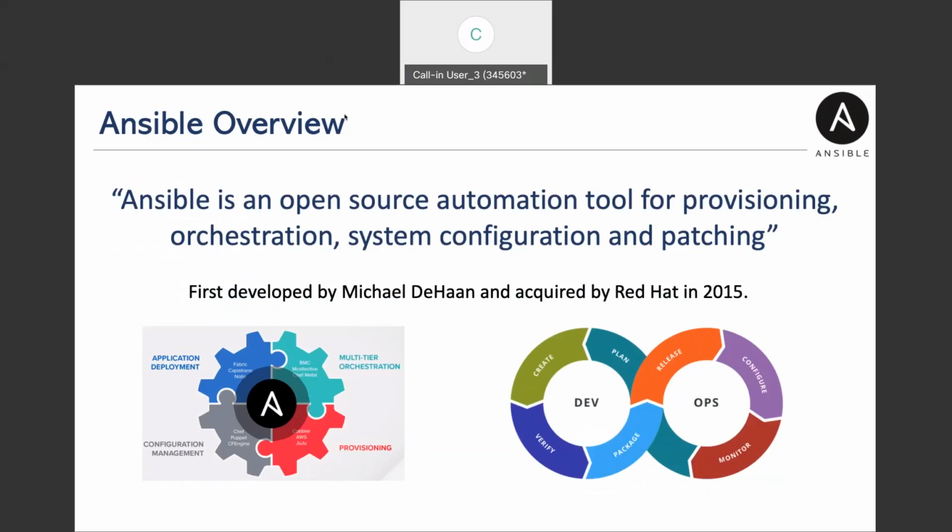So what is Ansible? Long and short of it, Ansible is an open source automation tool. That's what it aims to do. That's what it does, and it does it very well. We can use it for things like provisioning, system configuration, and patching of servers, and more detailed, more complex stuff like orchestration.